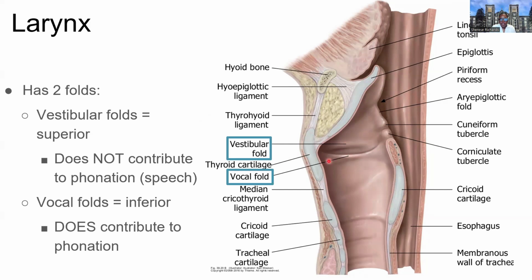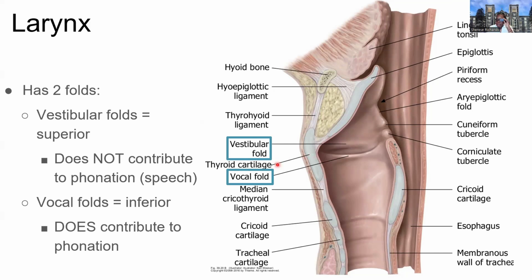Alternatively, inferiorly and more medial are the vocal folds. The vocal folds are usually called the true folds. These are involved in voice production because they are more medial and are intimately involved in vibrations that are important in voice. Okay. So the vocal folds or true folds are below and more medial. The vestibular folds or false folds are above and slightly more lateral or separated.